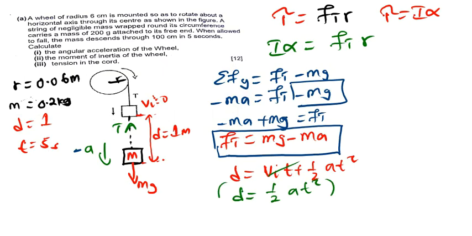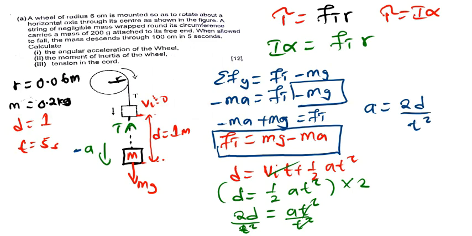Let's multiply by 2 everywhere to get rid of the half. So it will be 2d is equal to acceleration times t squared. We divide both sides by t squared, so these will cancel. I want to find acceleration, so acceleration will be equal to 2d divided by t squared. So acceleration will be 2 times 1 divided by t, which is 5, but we square it.